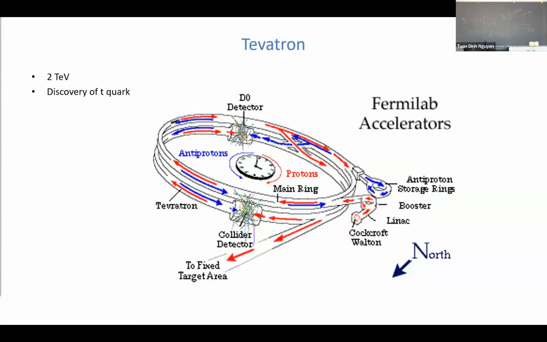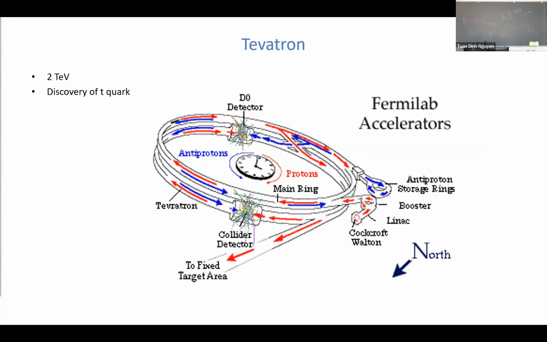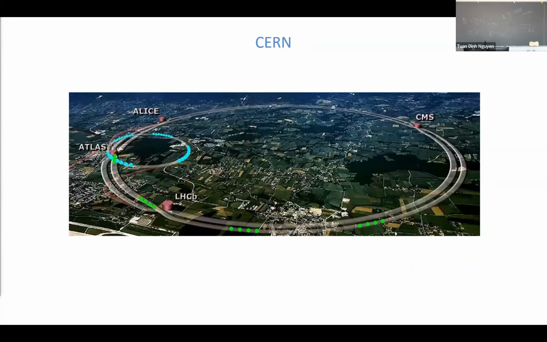So the Tevatron, 2 TeV, that's 2,000 GeV, at Fermilab. It's accelerating protons and antiprotons in a counterpropagating way. And this is how the top quark was discovered. And of course, CERN is a collider. This is the LHC. These names, Atlas and Alice, are the names of the detectors.